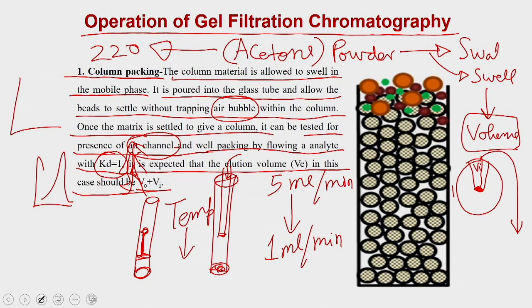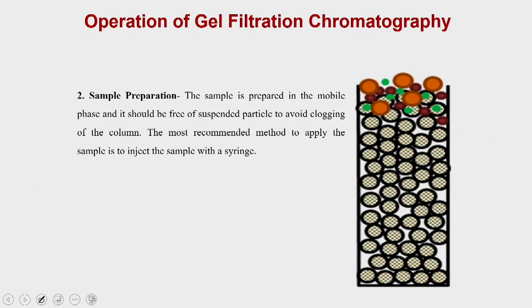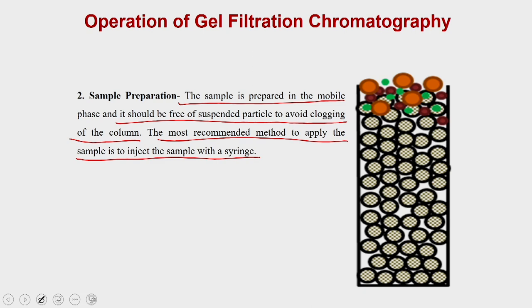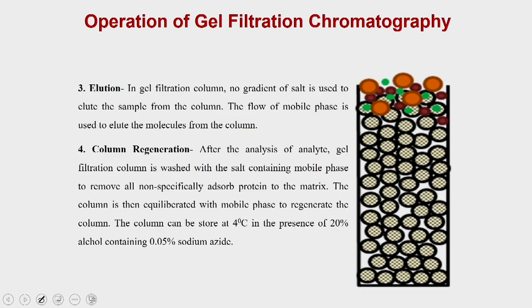Now, once the packaging is over, then you can load the column, and you can prepare the sample in your mobile phase. Whatever the condition of your mobile phase, you can use, and you have to ensure that it is free of suspended particles so that the column is not going to be clogged. The most recommended method to apply the sample is to inject the sample with a syringe. Now, once you are done, you can do the elution.